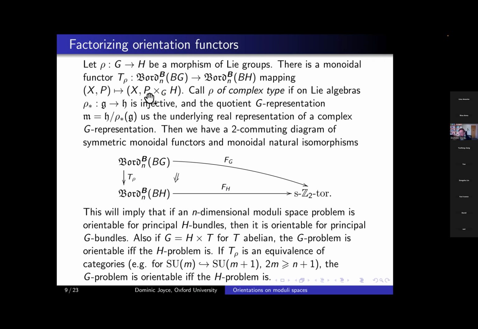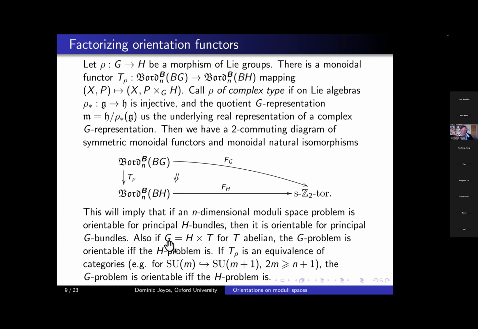The reason is that somehow the difference between the orientation of a G bundle and the orientation of the corresponding H bundle is, well, the two elliptic operators differ by something which is complex, because it comes from this complex vector space H over G, and complex vector spaces are automatically oriented as real vector spaces. Okay, so then it turns out that in this case there are two commuting diagrams, so the orientation functor for G factors via the orientation functor for H. So this tells you that if some n-dimensional moduli space problem is orientable for principal H bundles, then it's also orientable for principal G bundles, because you can essentially pull back the orientations along this functor.